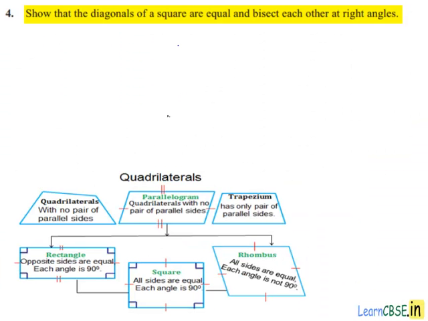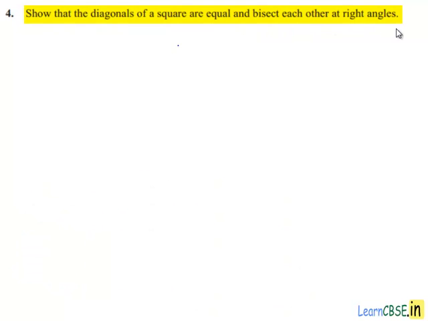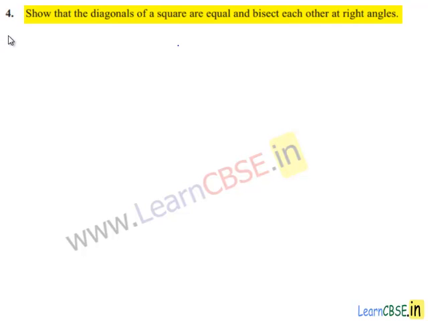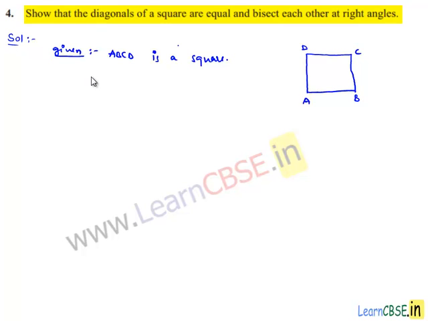Moving on to the 4th question. Show that diagonals of a square are equal and bisect each other at right angles. Now moving on to the solution. Let us note down the given information: he has given a square. So let us assume a square ABCD. As ABCD is a square, we can say that all the sides in the square are equal. So here AB is equal to BC is equal to CD is equal to DA.